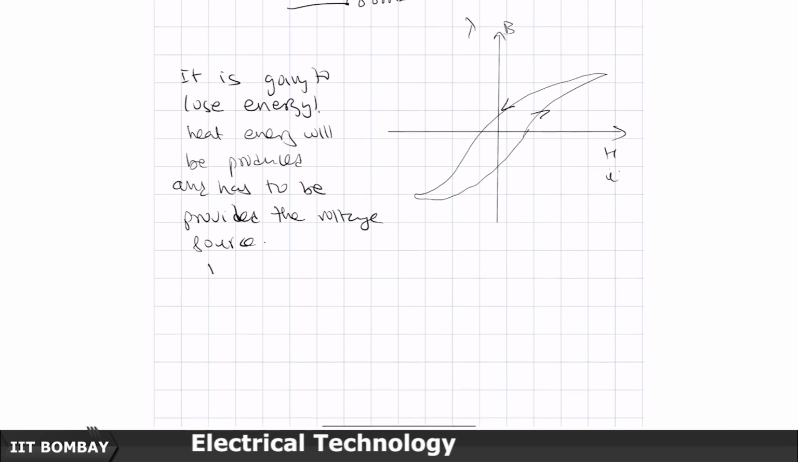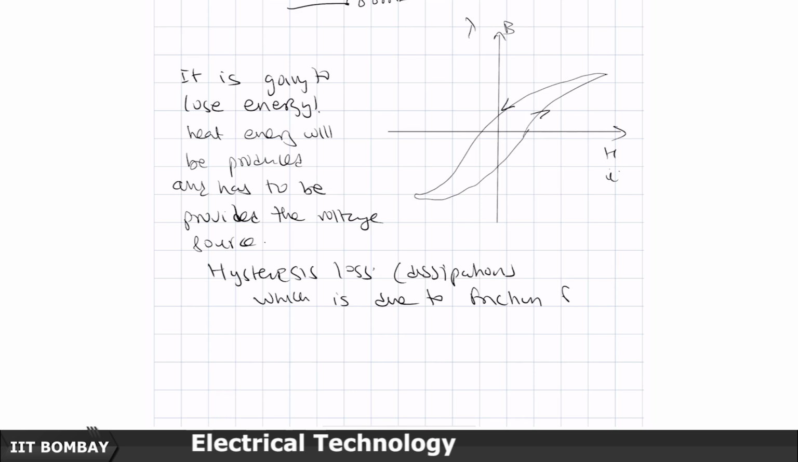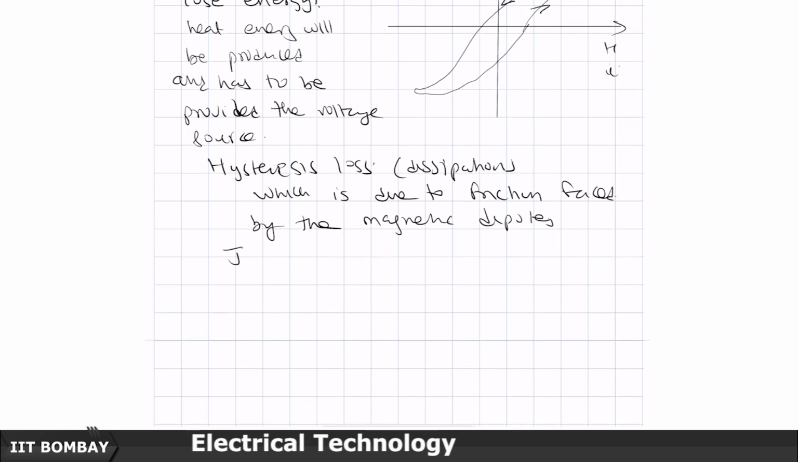So, there is a hysteresis loss or dissipation, which is due to the friction which is faced by the magnetic dipoles. And we want to find out what is this loss in joules per cycle. So, that is our question: what is the loss in joules per cycle.